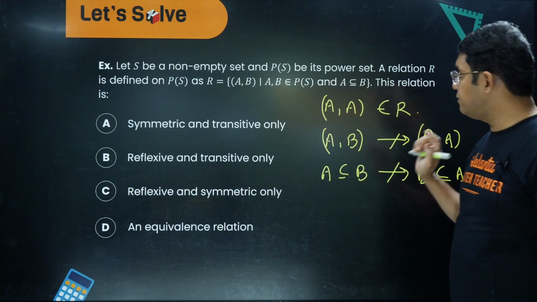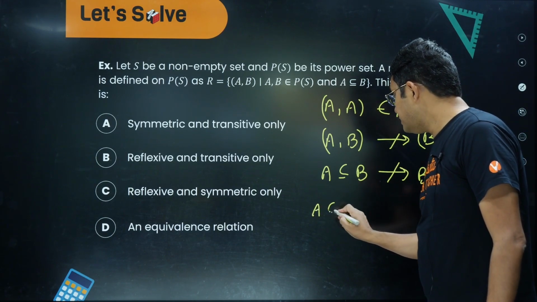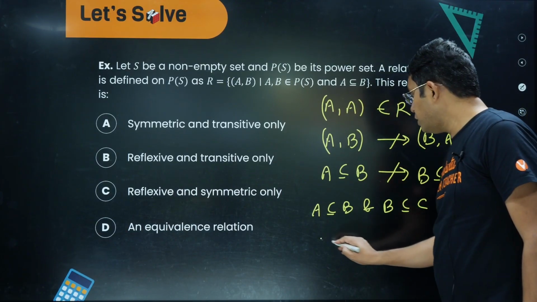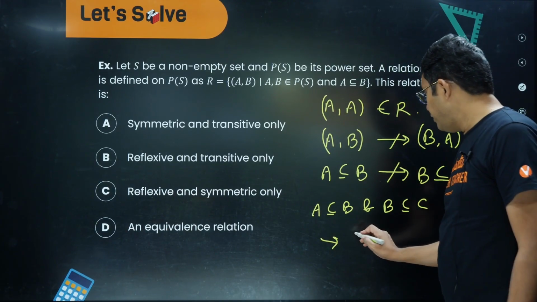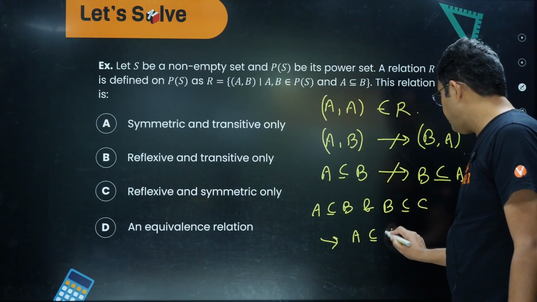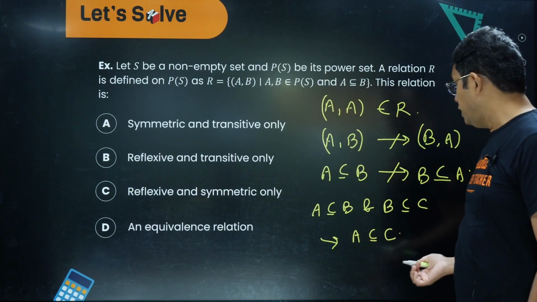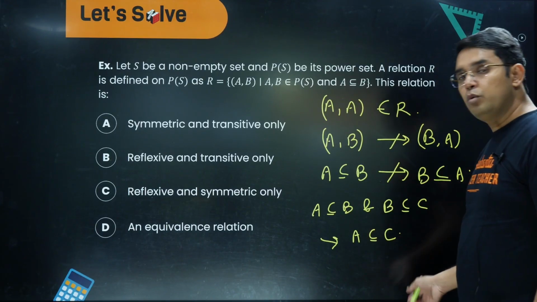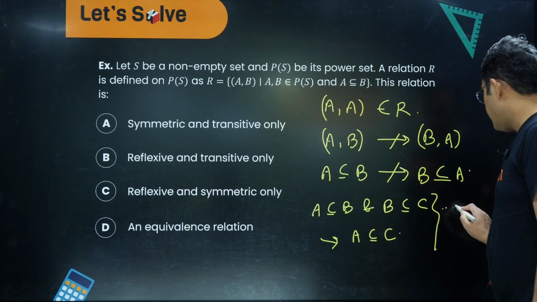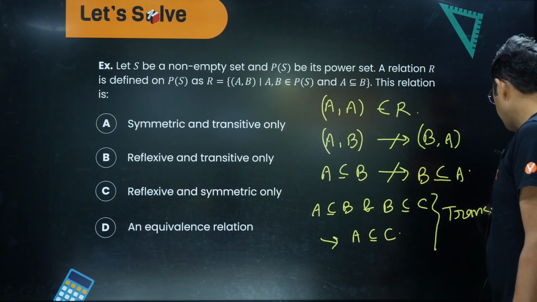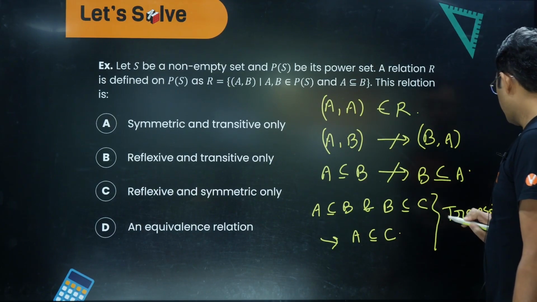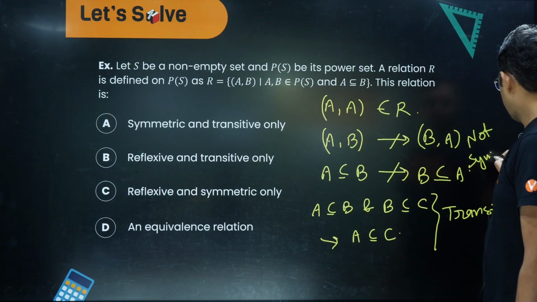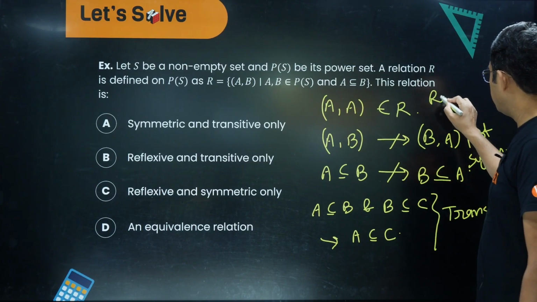Now coming to transitivity. Dear students, if A is a subset of B and B is a subset of C, then from the knowledge of subsets, I think we can directly say, with no need to explain further, A will be a subset of C. So that means if A is related to B and B is related to C, then A will also be related to C. So this will be transitive. This is not symmetric. This is reflexive.